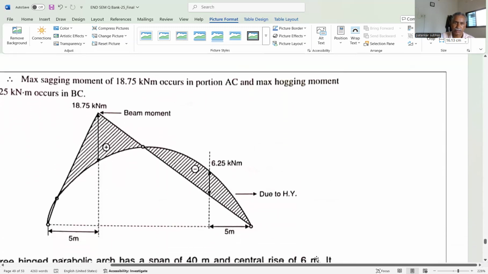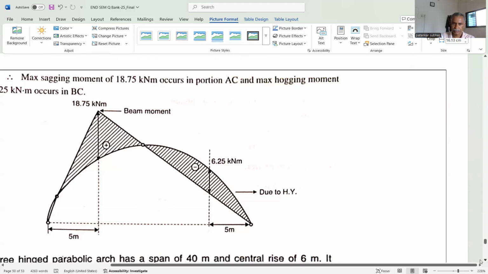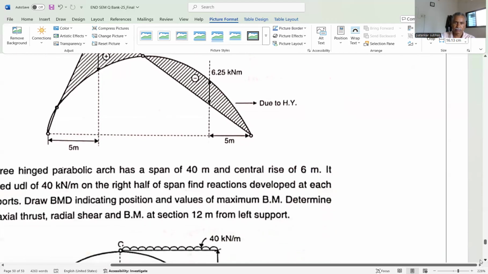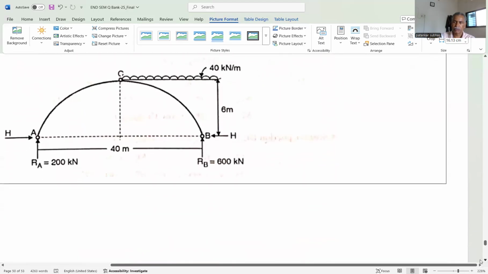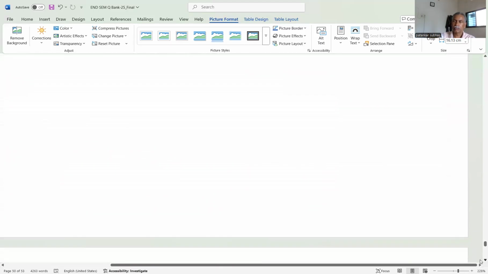See the bending moment diagram. This is because of the point load. As I told you, Ra multiplied by 5 is 18.75. This is the triangular part, and due to horizontal thrust, it is negative. And this is the maximum negative bending moment from the right side, that is 6.25. This is the bending moment diagram. So in the exam we expect the bending moment diagram and this 18.75 or the net bending moment from the left side. This is the example, so in this way you can draw the bending moment.